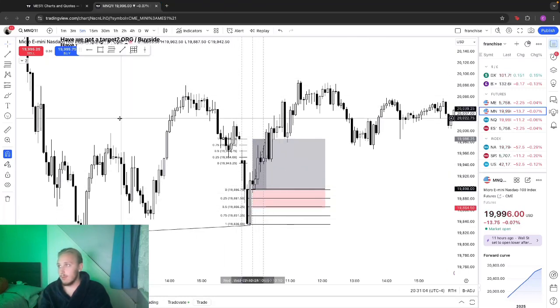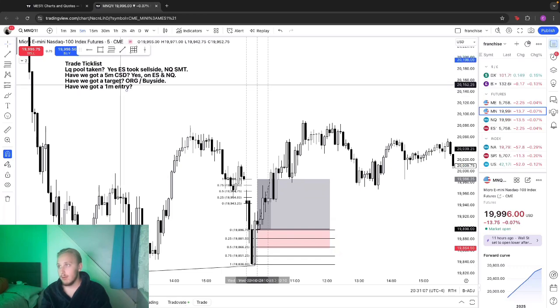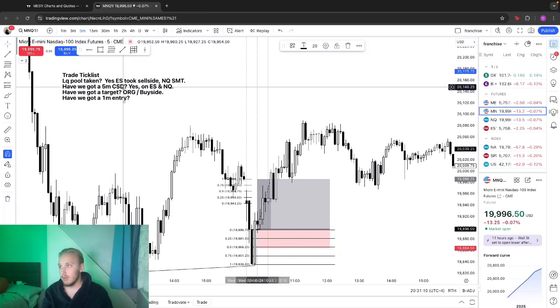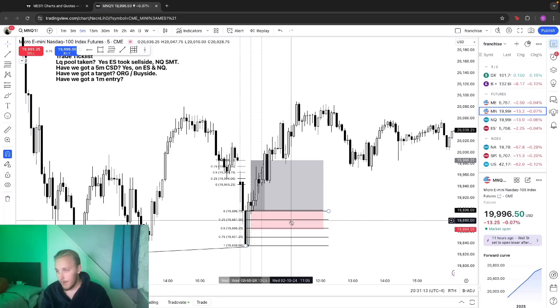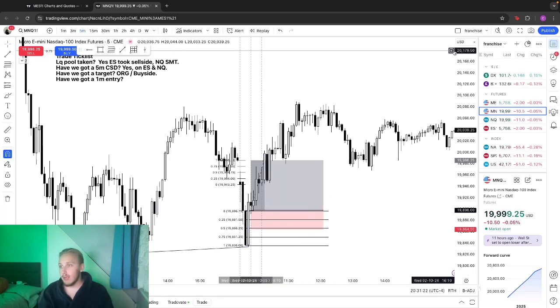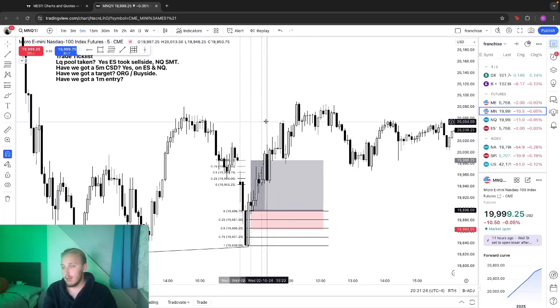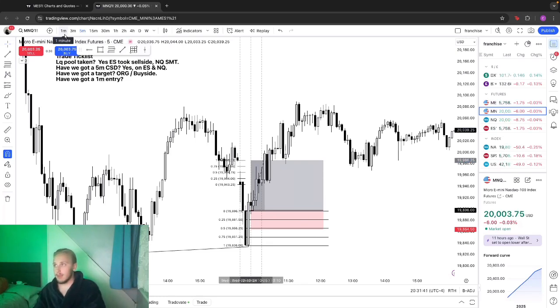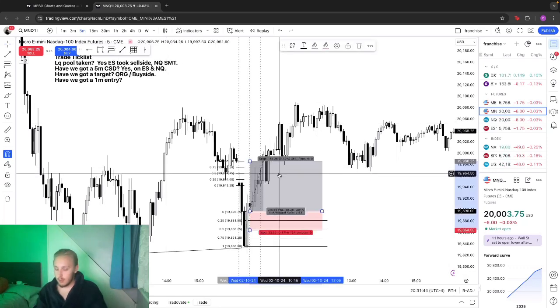So yeah, like I said, you can have a 5-minute change in state of delivery entry. However, the stop loss might be a bit big, especially when you're trading at precise times with the same macros every single day. You know what you're doing. You're not really going to want a massive stop loss if you know what you're doing. You want a safe stop loss, but not an overly safe stop loss, if that makes sense. So we can scale down to the 1 minute.